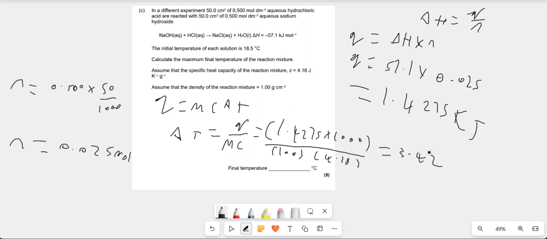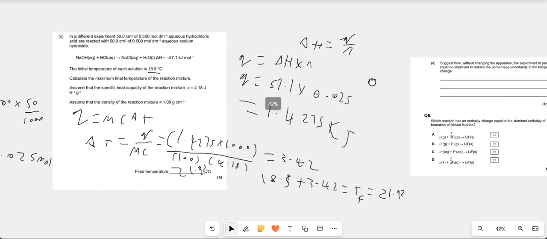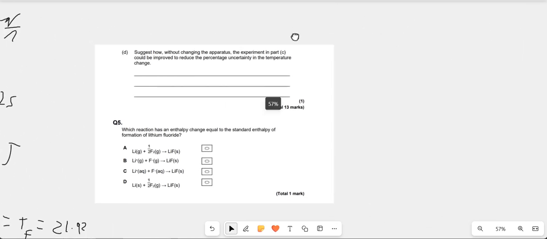Again, it doesn't matter whether it's Kelvin or degrees, because it's a temperature change. So now you just add that to what it was before. The initial was 18.15, so 18.15 plus 3.42 gives you the final, TF, which would be 21.92. So that's the final temperature, 21.92. Easy. Next one.